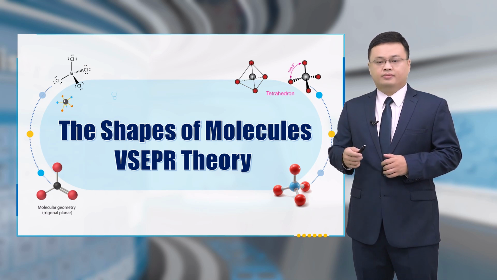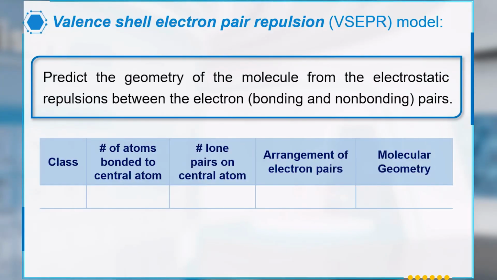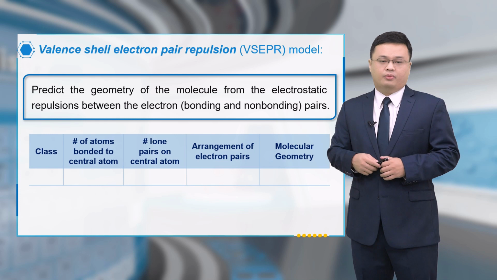The next step is to use an idea based on the repulsions between the valence shell electron pairs. The valence shell electron pair repulsion model, abbreviated as VSEPR, predicts the geometry of molecules from the electrostatic repulsions between the electron pairs, either bonding or non-bonding electron pairs. Now let's see the VSEPR model one by one.